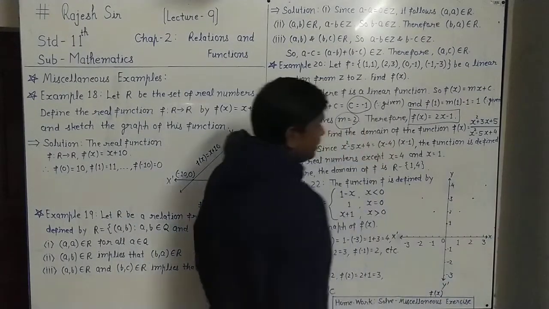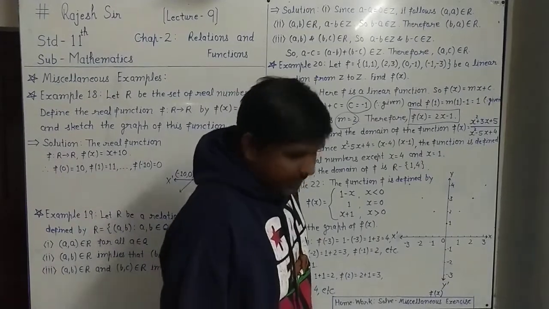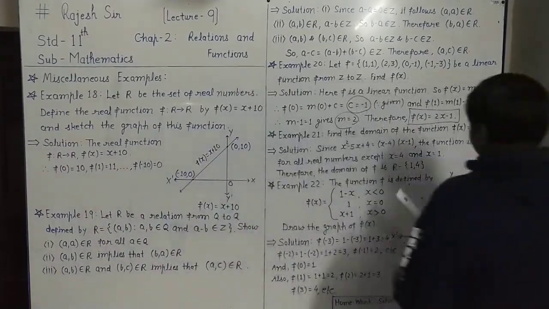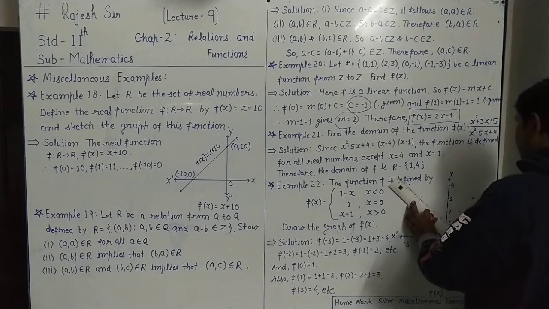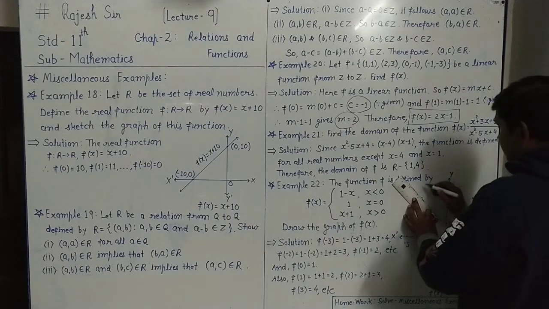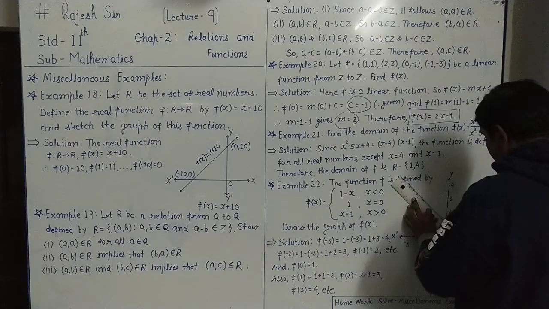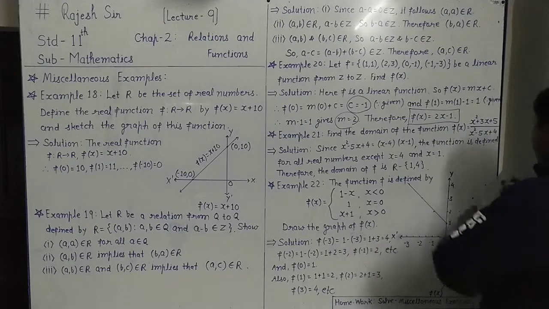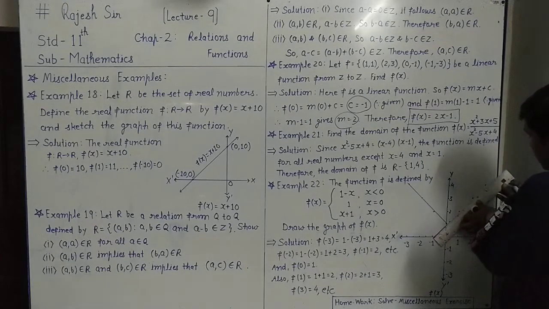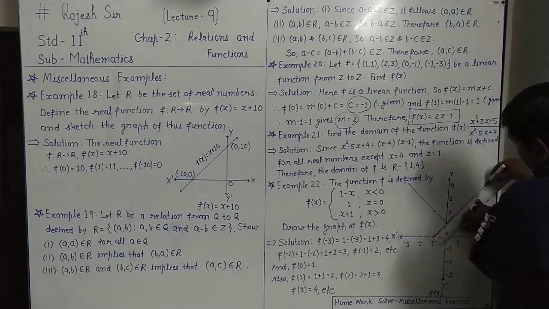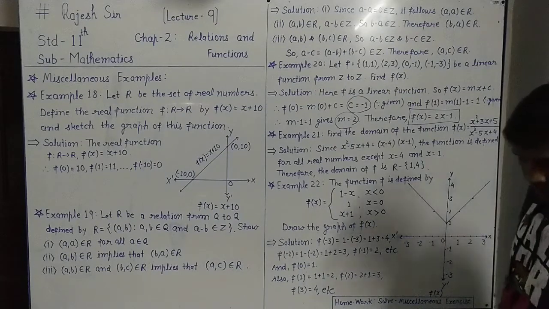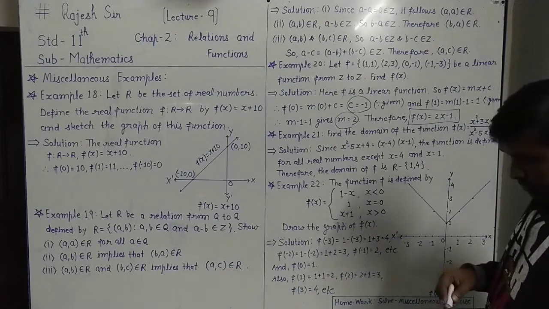This point. So this way we get all the points on the graph. And now, joining them, you can draw the graph. If you join all the points, this way the graph is. This is the graph of the given function.